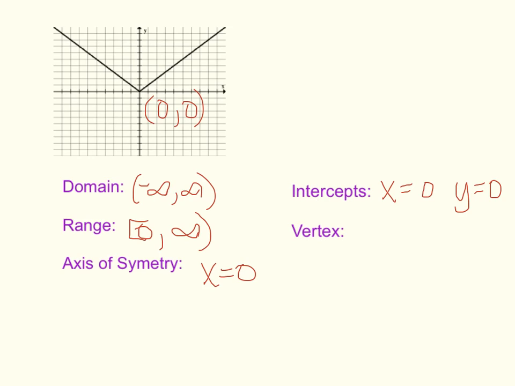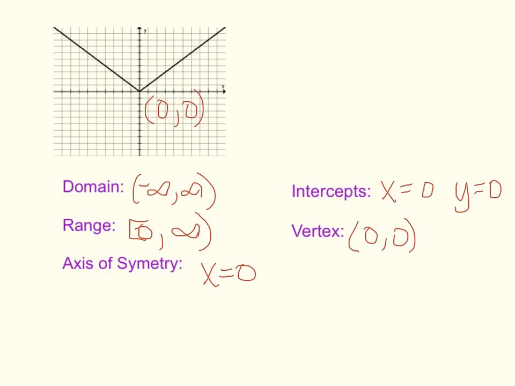Finally, we get to the vertex. Now, we've already discussed it. The vertex of the parent absolute value graph is at 0, 0. In general, the vertex will either be the lowest point of your graph or the highest point. It will also be where the axis or line of symmetry goes through. So our vertex is 0, 0.